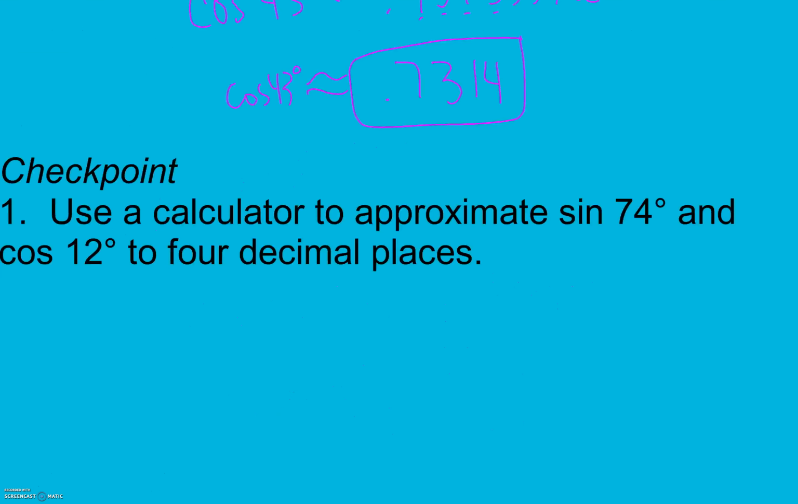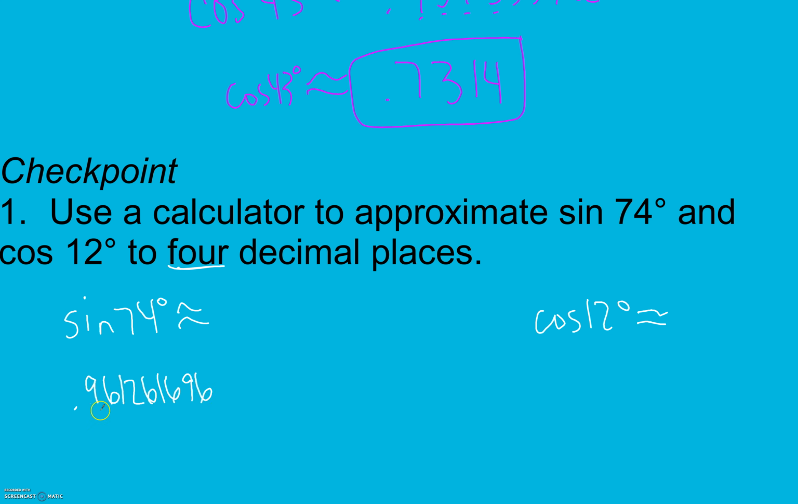Feel free to pause here and give this a try if you'd like. Use the calculator to approximate sine of 74 degrees and cosine of 12 degrees. And again, we're doing 4 decimal places. So sine of 74, we're going to press the sine key, type in 74, close your parenthesis, press enter, 0.961261696. 4 decimal places, 1, 2, 3, 4, and a 6 is 5 or higher, so it rounds up. Here we get 0.9613, approximately rounded to 4 decimal places.